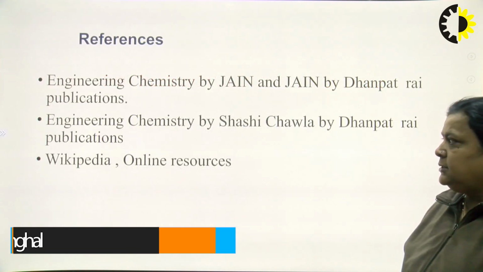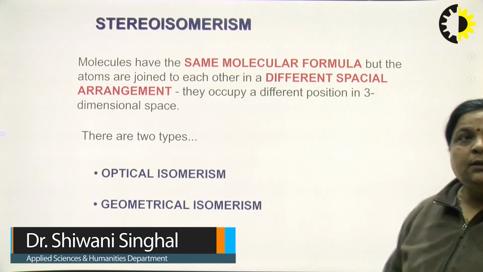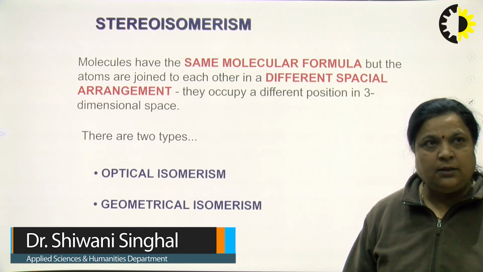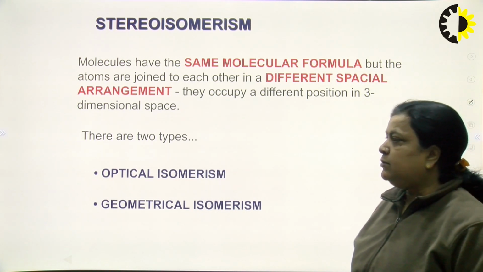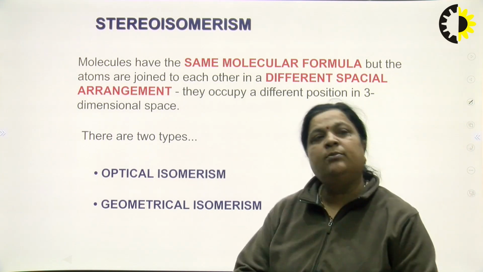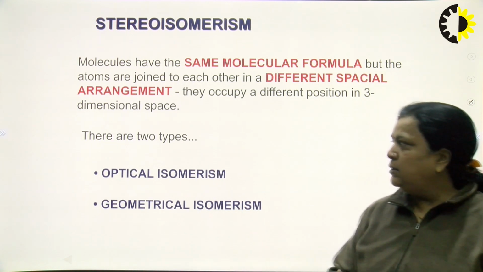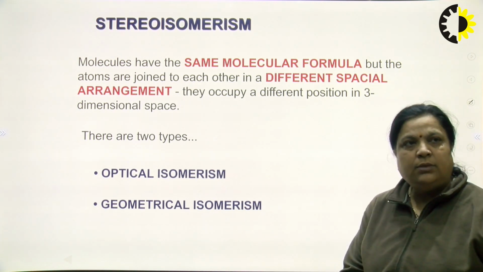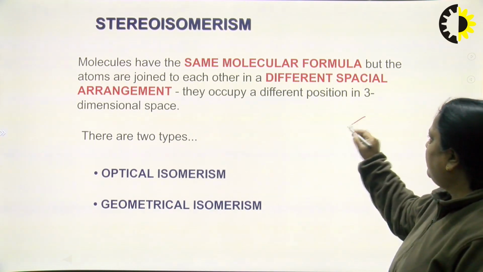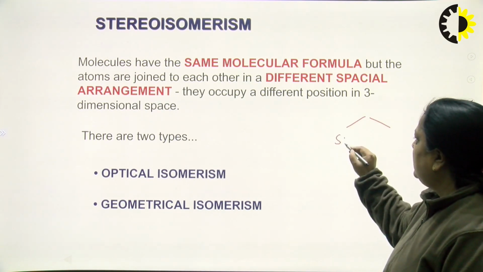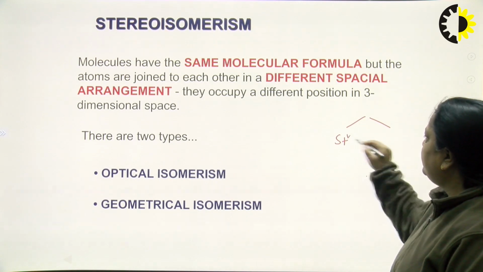In this lecture, I will discuss the points of stereochemistry, that is stereoisomerism. So first thing is, what is isomerism? Isomerism is the phenomenon where the same molecular formula has different arrangements of groups. They may be of two types. Number one, structural isomerism, and number two, stereoisomerism.